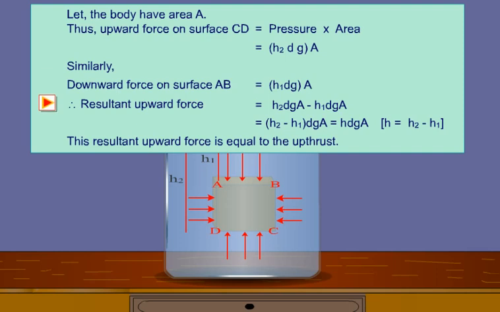Therefore, the resultant upward force is equal to H2 dgA minus H1 dgA. Now, let us take d, g and A common from this relation, and we get the resultant upward force as equal to (H2 minus H1) dgA, which is equal to h dgA, since h is equal to H2 minus H1.